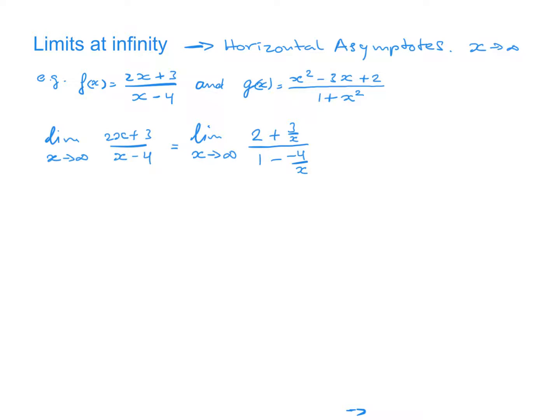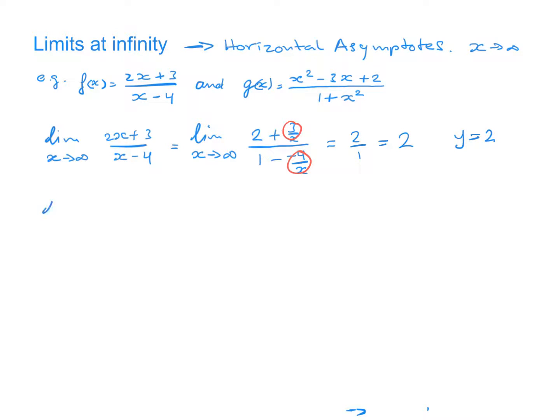But now I can clearly see that if x approaches infinity, then 3 over x here, with x infinity, will approach 0. And just as well, this will approach 0. So the outcome here is that the limit as x approaches infinity is 2 over 1, which is 2. So there's a horizontal asymptote at y equals 2.